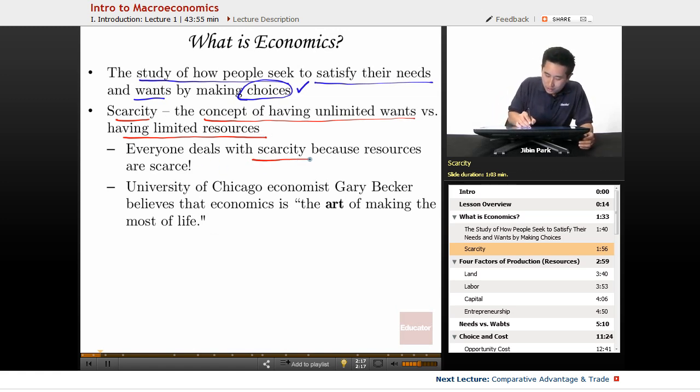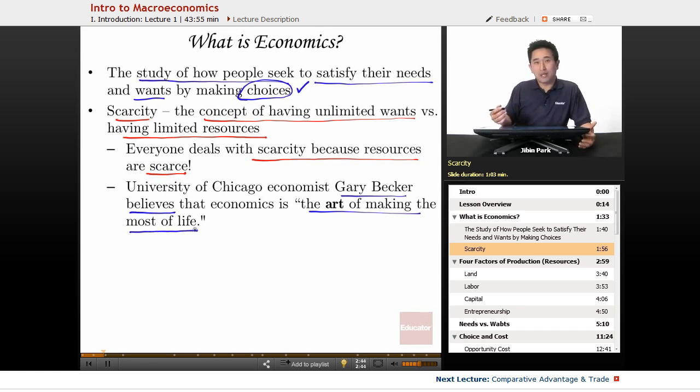Everyone deals with scarcity because resources are scarce. It doesn't matter if you make $10,000 a year. Doesn't matter if you're a poor, struggling student. Doesn't matter if you're Bill Gates or Mark Zuckerberg and you have tons and tons of money. You're still going to deal with the concept of scarcity. I think University of Chicago economist Gary Becker coined it appropriately. He believes that economics is the art of making the most of life. Economics really is about making choices given the fact that we have very limited resources. We don't have an infinite amount of resources, so we have to allocate them properly.